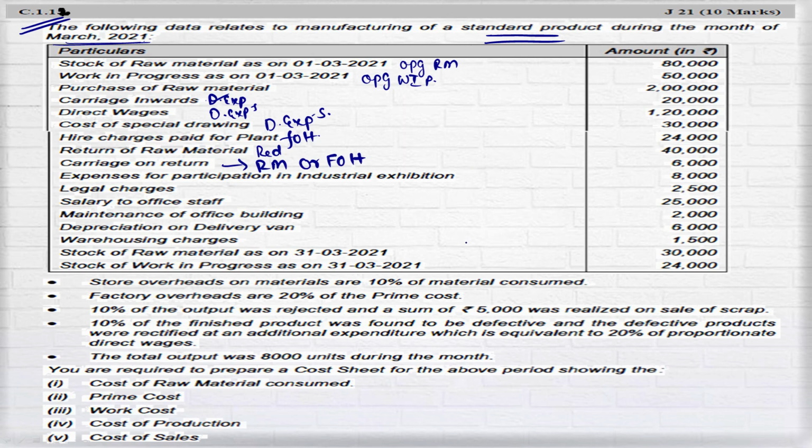Let us first see other expenditures which we know. Expenses for participation in industrial exhibition. This is administrative overhead. Legal charges will come after administrative overhead in selling and distribution. Salary to office staff, same. Maintenance of office building, same. Depreciation on delivery van, same. Warehousing charges.